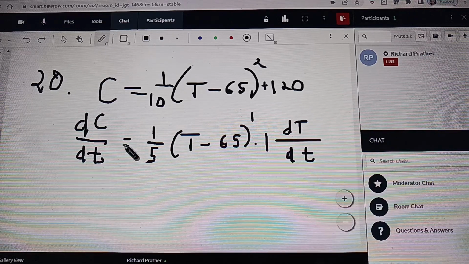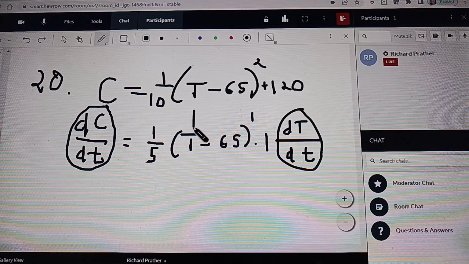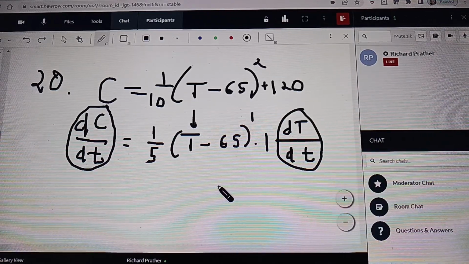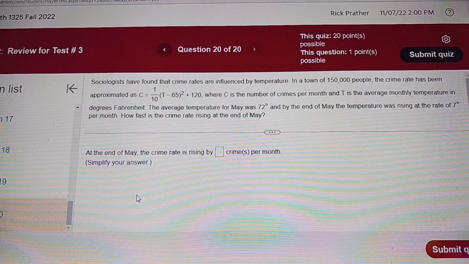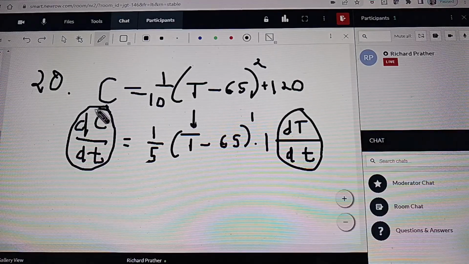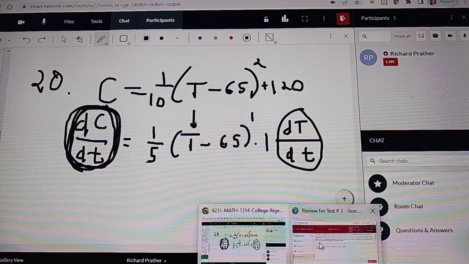So just like problem 19, there's 3 unknowns here. There's how the crime is changing, there's how the temperature is changing, and then there's literally a single temperature at a given moment in time. Those are the 3 unknowns. 2 of them should be given to me, and 1 is what I'm looking for. So read the question. The crime rate is rising by blank crimes per month. The one thing we're looking for is how the crime is changing. We're looking for dC over dt. That's the related rate.